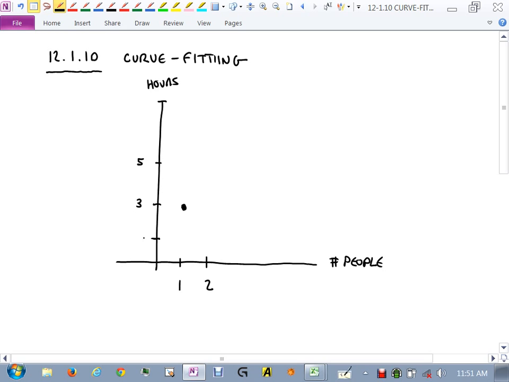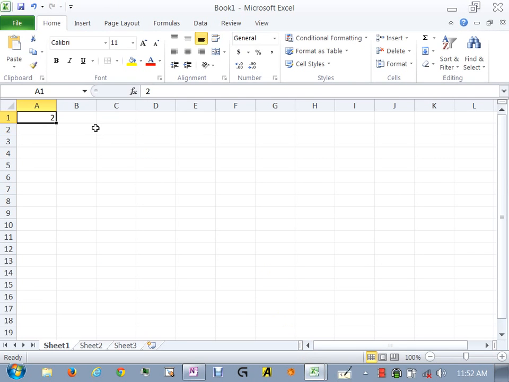Okay, let's make it 1 hour, right? If I have 3 people, let's say it takes half an hour. Understand? Okay. Now, what I'd like to do is to try and fit a function on top of this data so that I can predict things that are happening, like what would happen if I had 4 people. Make sense? So I'm going to go to Excel here, and I'm going to type in that data.